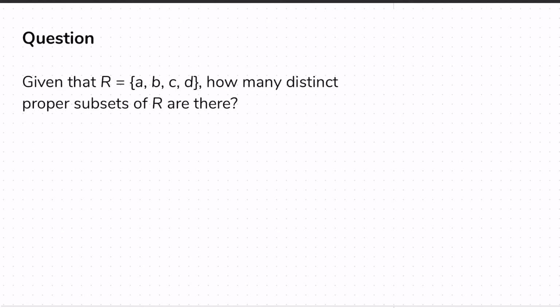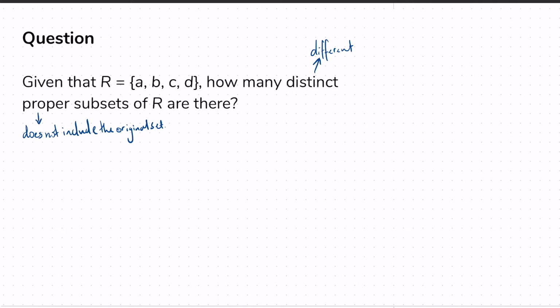Now this question is asking us to discover how many distinct proper subsets of R there are. What this means, well, distinct here means different, so I can't have one is A, two is also A. They are proper in that they do not include the whole, so they do not include the original set. So A, B, C, D is not a proper subset of R.